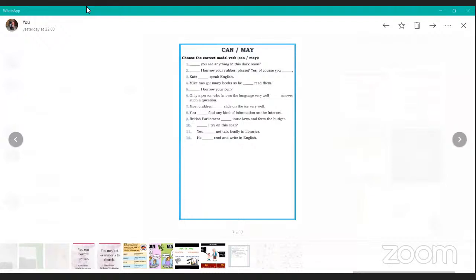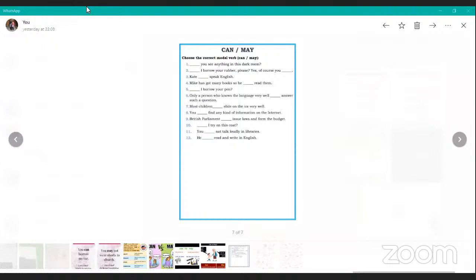Right. Number 6. Only a person who knows the language very well can answer such a question. Can answer such a question. Number 7. Most children slide on the ice very well. What is to slide? To slide means to glide along. Most children can slide on the ice very well.